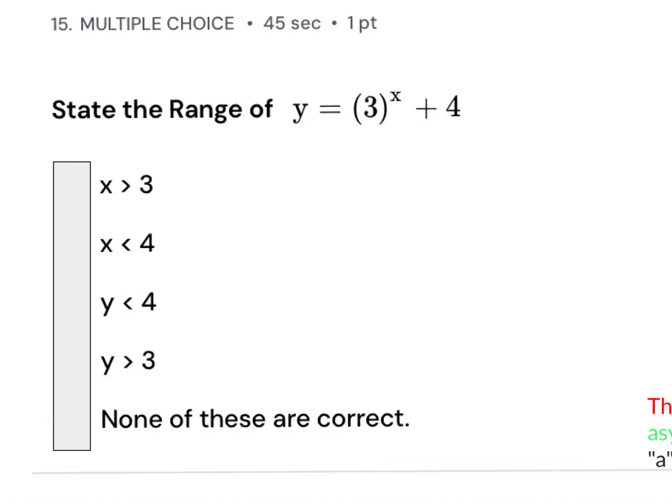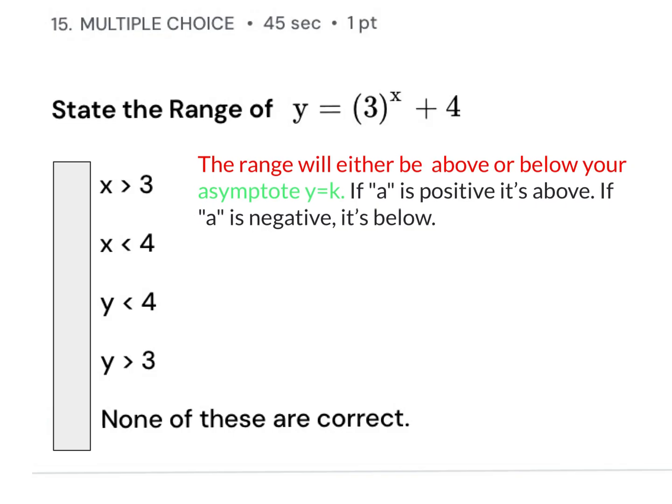Another question on range. So what we need to know about range is that the range will either be above or below your asymptote y equals k. If a is positive, it's above. If a is negative, it's below. Remember, your a value is the number that's out here in the front. In this case, the a value is an invisible 1. It is positive, so it's going to be above the asymptote y equals k, which in this case is 4.